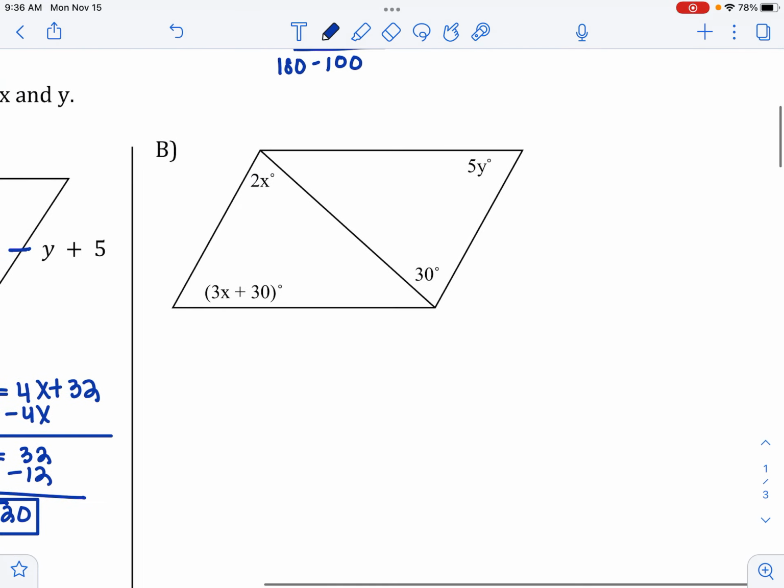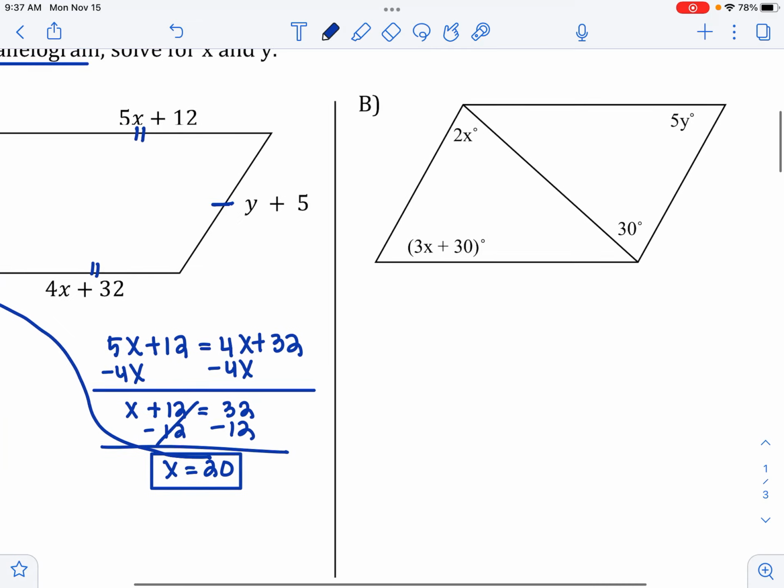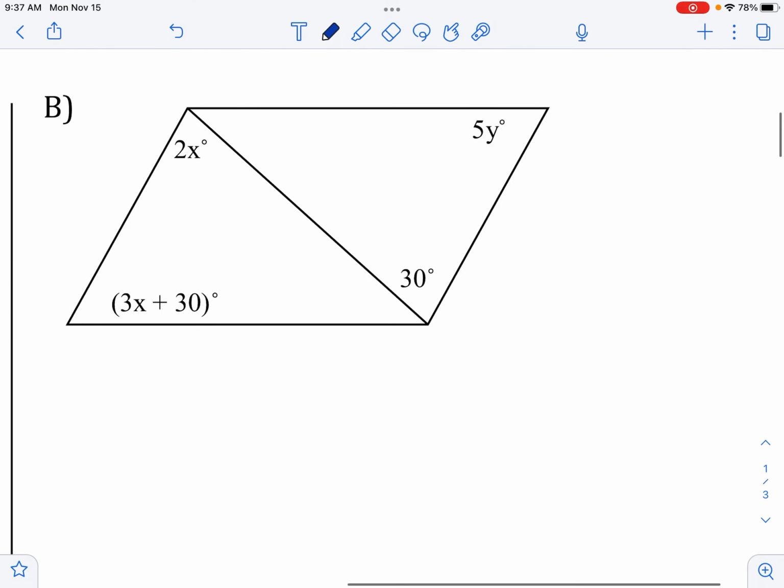All right, problem B. Did I make a mistake there? No, I didn't. 2 times 20. There we go. No, we're good. Okay, moving on to the next one.